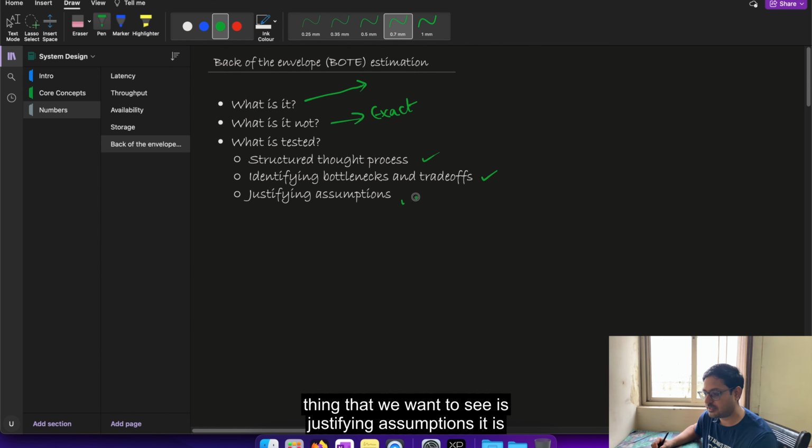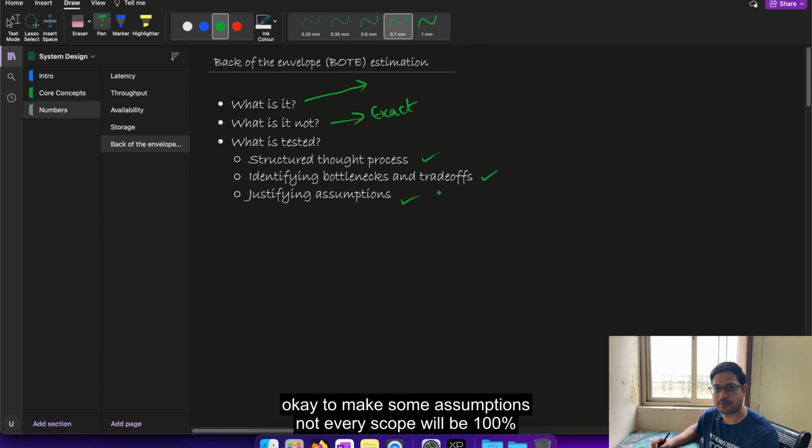And another thing that we want to see is justifying assumptions. It is okay to make some assumptions. Not every scope will be 100% clear. So you can assume that you're going to make use of, let's say, a particular authentication system because that is what is provided by the cloud provider and it is very simple to use and so on, right? It's okay to make such assumptions, but we need to be able to justify. We cannot just say that this is the solution I want to propose because that is the only one that I have been working on, right? As a system designer, we need to be familiar with the multiple options that are available and make the right choice depending on the question being asked or the problem which we are trying to solve for, right? So these are the main things that we are looking for when we are doing back of the envelope estimation.